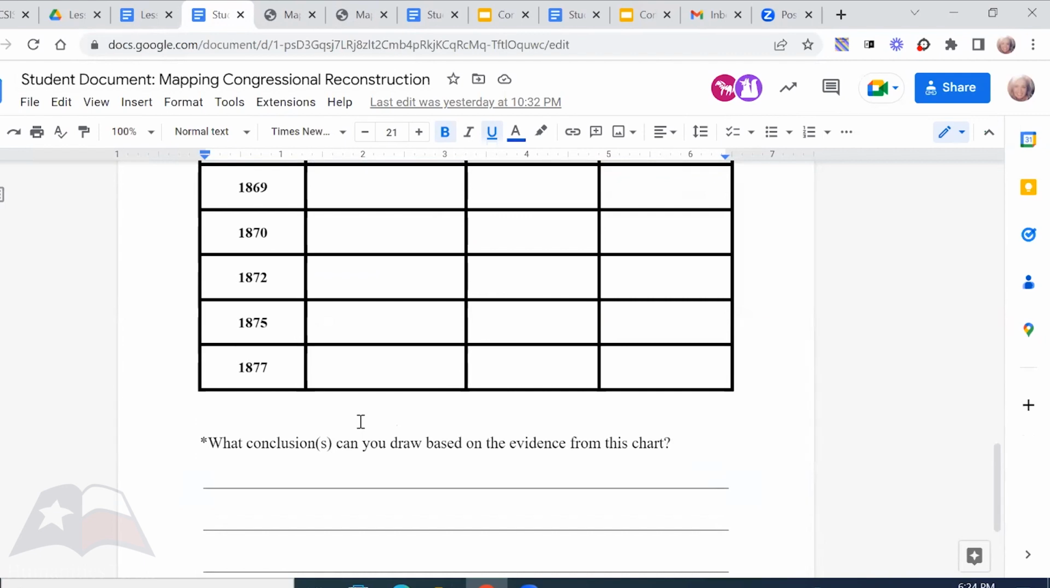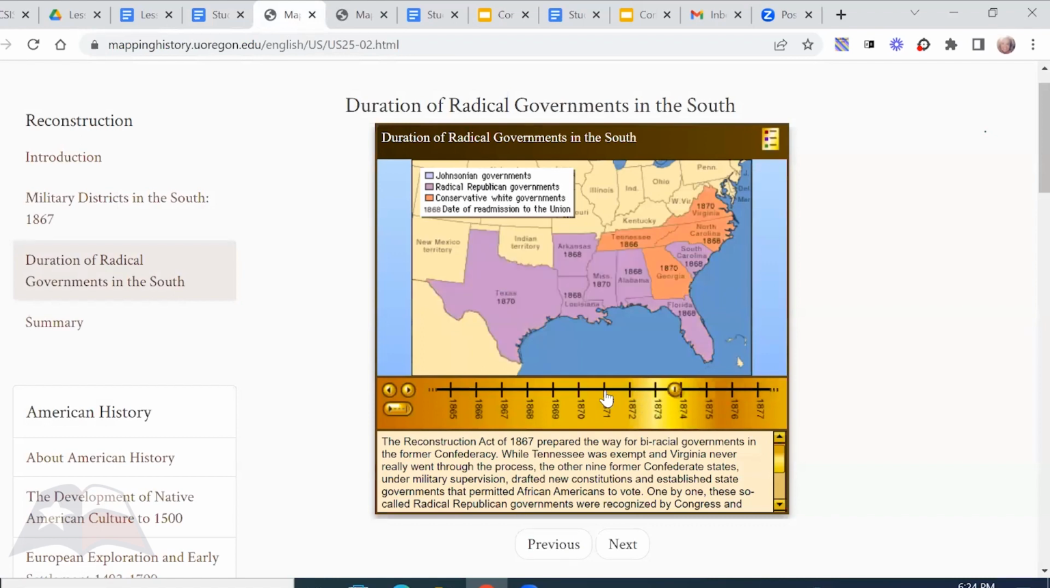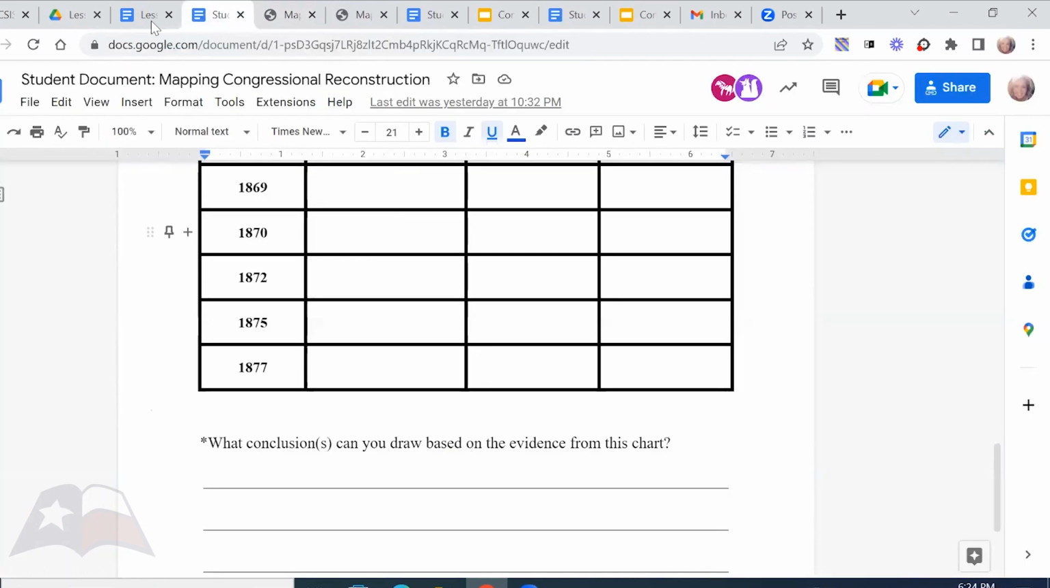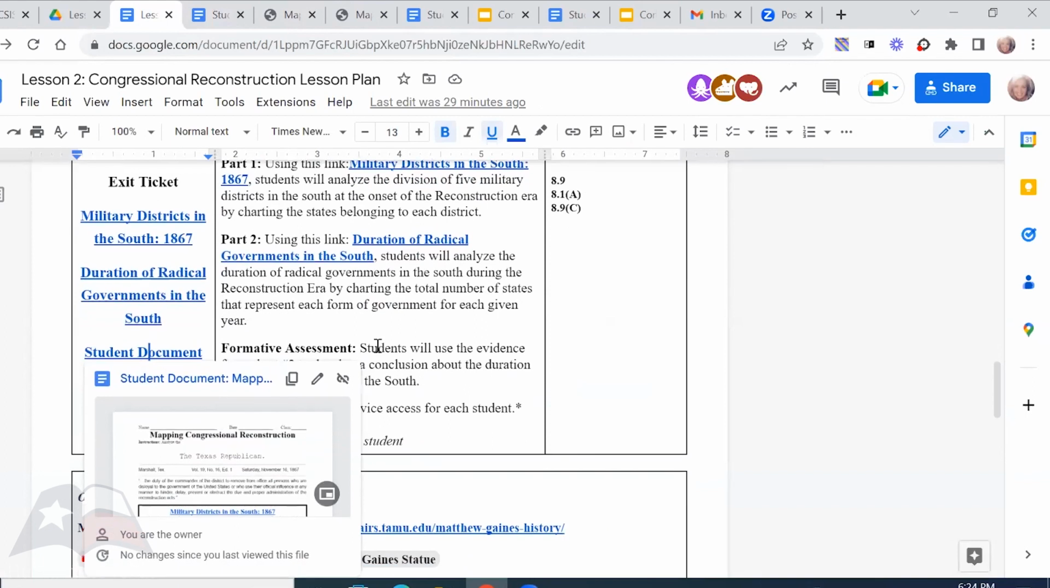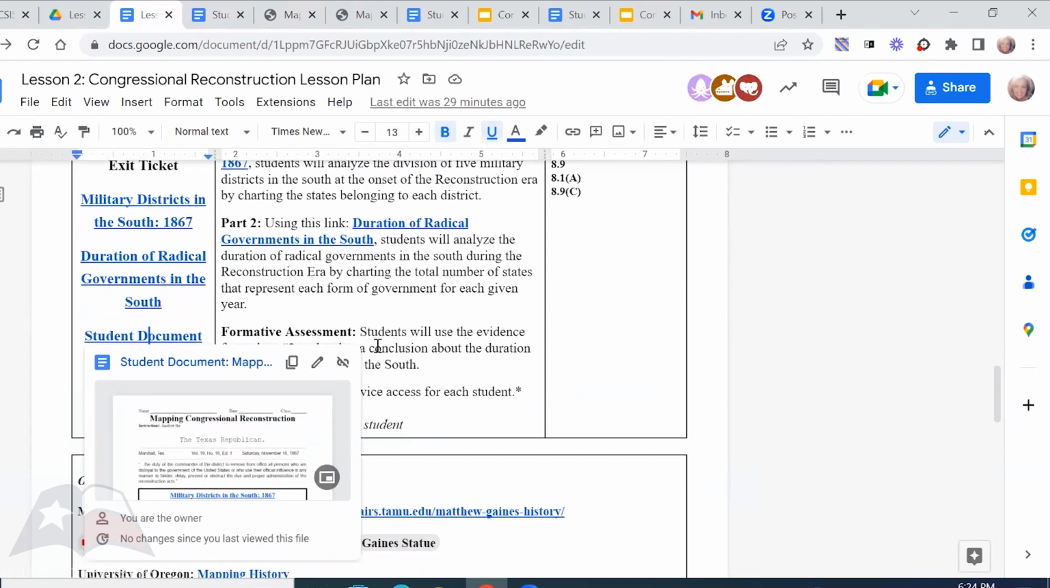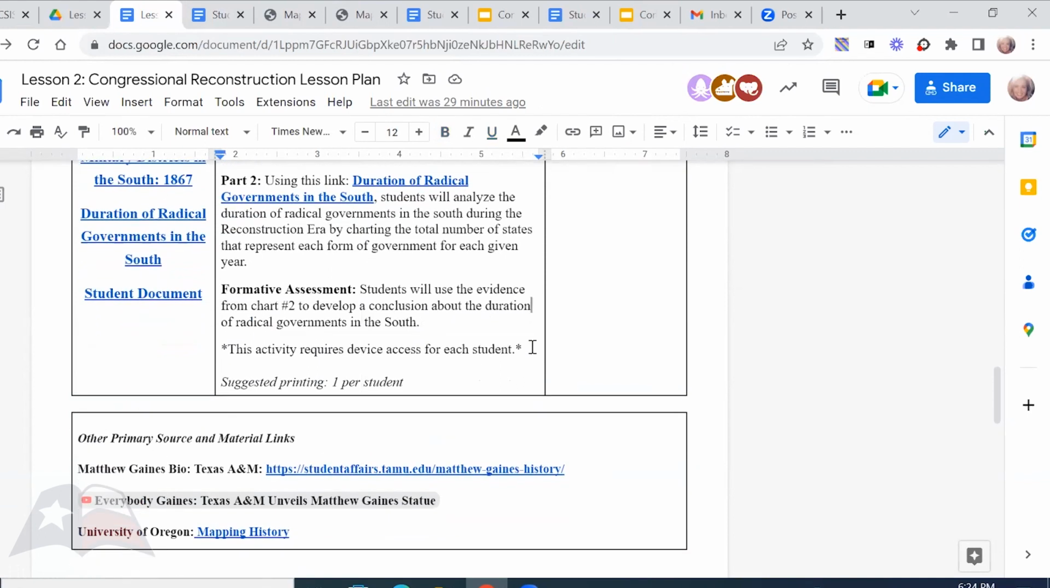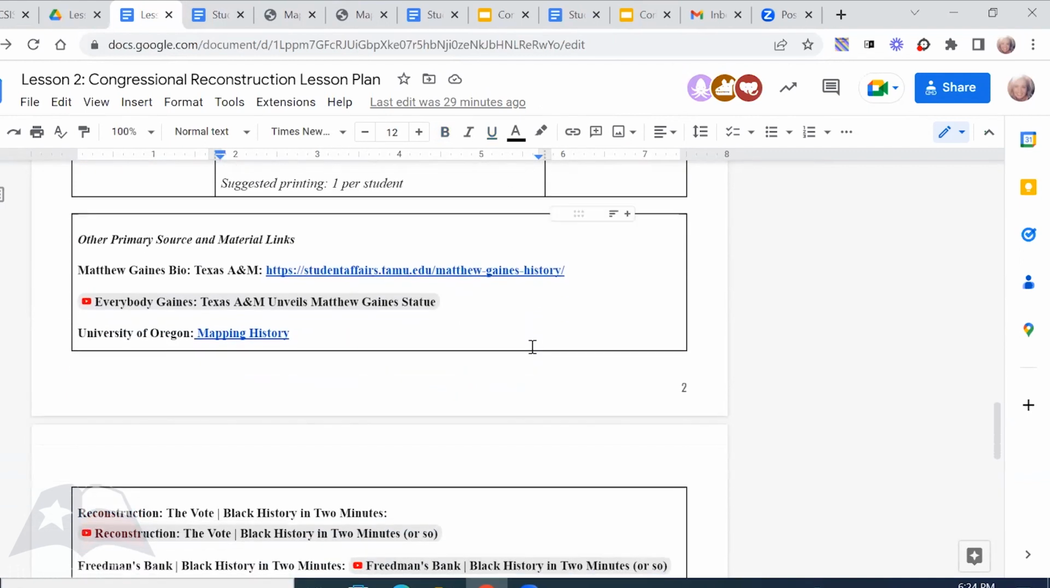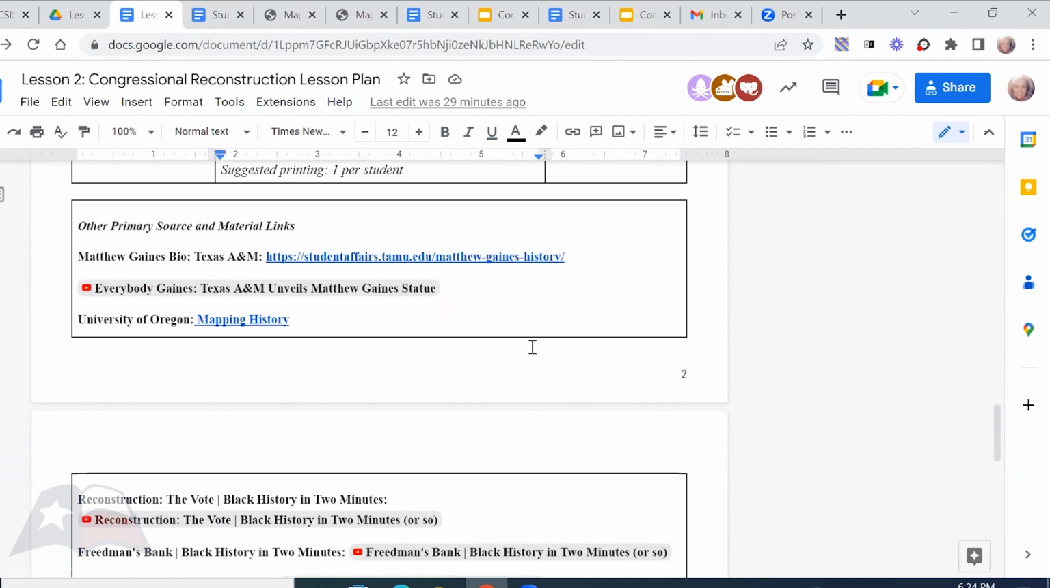But I would say the conclusions are that we started out really strong with the division of the Johnsonian governments and then moved on to the radical Republican governments. You can see the clear change. And then all of a sudden, here we are back again with the conservative white governments in 1877. So it ends up right back where we started. That's the exit ticket, but you could use it for any kind of piece that you might want to use it for instead of an exit ticket.